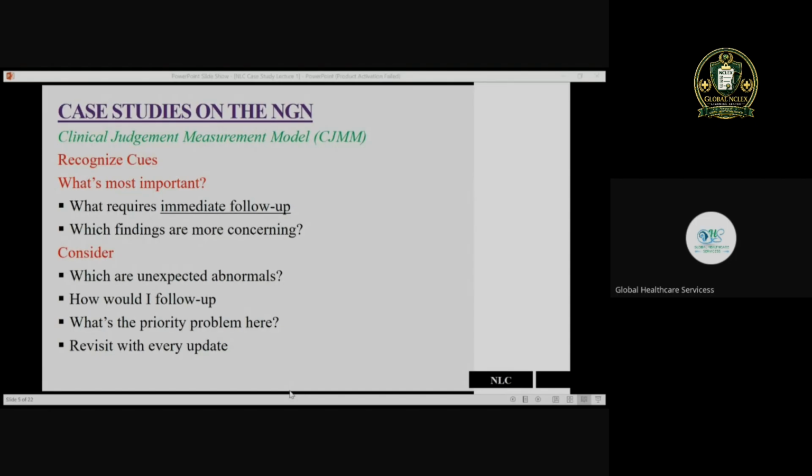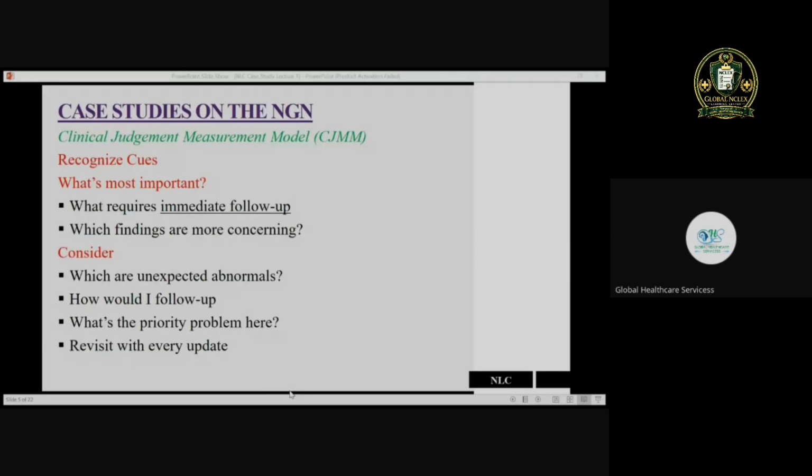Okay, what's the priority problem here? Revisit with every update. If the case notes have mentioned that your patient has cough, your patient has crackles, and all these signs and symptoms, so what's your priority? All things are abnormal. Now you have to choose between the abnormals. It can be easy to choose abnormal from the normal, but to choose between the abnormals, to choose the immediate things that require the follow up.